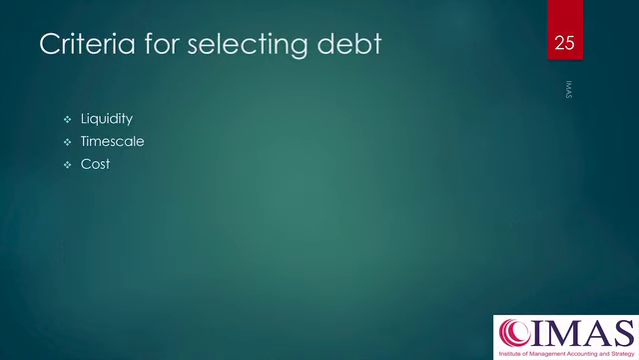Now we're looking at slide number 25, criteria for selecting debt. In our chapter number 5, we looked at the criteria that we need to consider before we look at raising finance. We talked about cost, the occurrence of cash flows, the impact on financial statements, duration, liquidity. We talked about a lot of factors. But now here we want to look at the criteria for selecting debt. When it comes to selecting debt, we need to look at liquidity, timescale, which is duration, and cost.